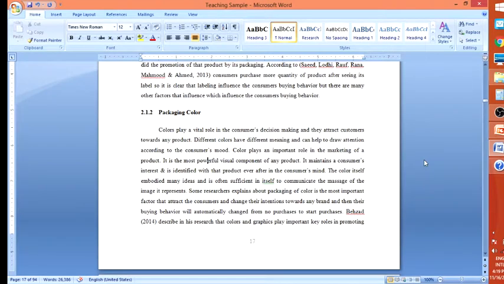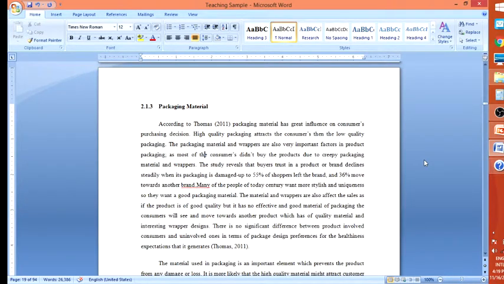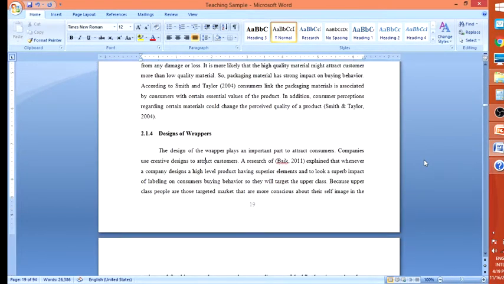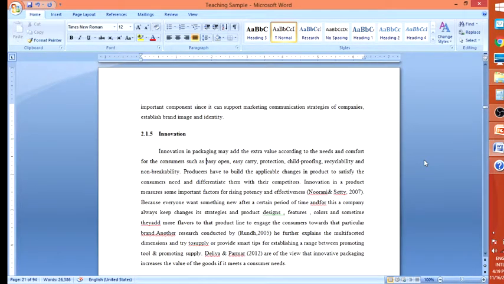Like in this work, product color was used, so it was the next one discussed under conceptual review. After product color, we looked at packaging materials. After packaging material, we looked at the designs of the wrapper. If you look back to where I paused, at the operationalization of variables, you see that all these are still in line with those listed there. After the designs of wrapper, the next thing to discuss is innovation. After innovation, that should be the end of your X.